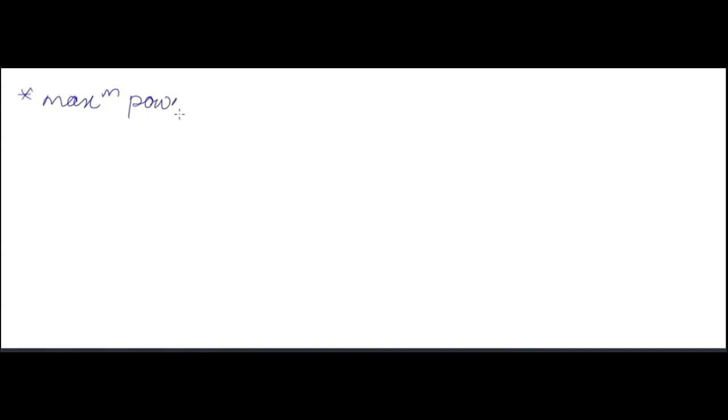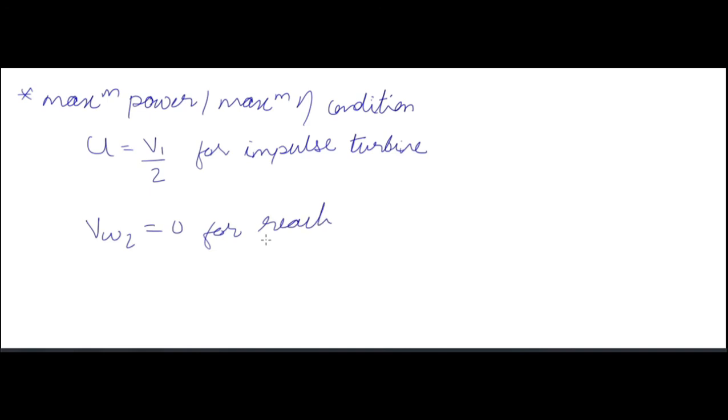Also, the last point, the maximum power condition or maximum efficiency condition. It has been said before also, but once again I am saying it: the maximum power or maximum efficiency condition for an impulse turbine is U is equal to V1 by 2, and for a reaction turbine is Vw2 is equal to 0. So thank you.